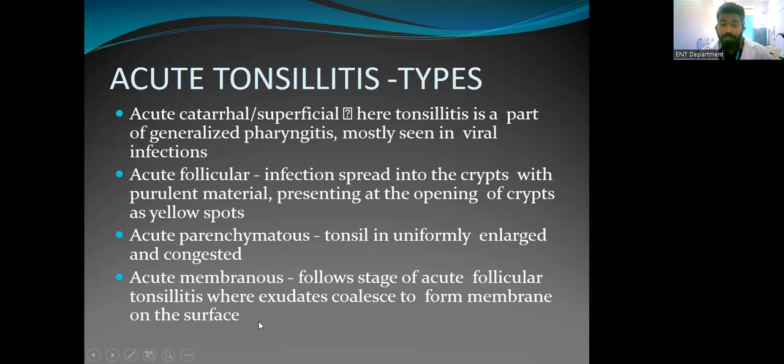And there's something called the acute membranous tonsillitis. It follows the stage of an acute follicular tonsillitis. Like I said, you have yellow dots present in the tonsil, and here all these yellow dots join together to form a membrane, basically. The exudates coalesce to form a membrane on the surface. So all these dots present in acute follicular tonsillitis join together to form a membrane on the medial surface, which is the surface that you can see.